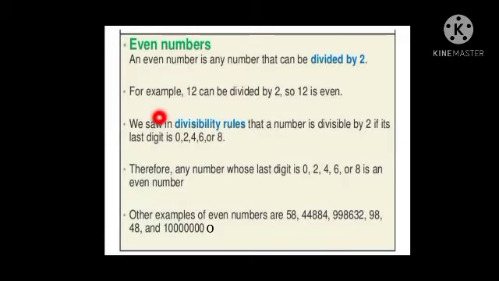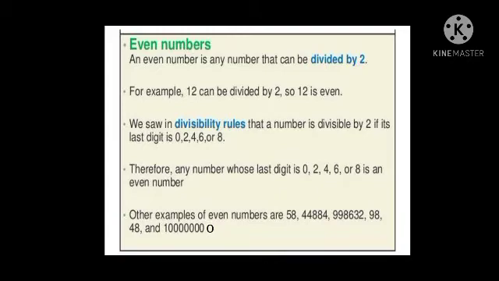And then even numbers. An even number is any number that can be divided by 2. Odd numbers cannot be divided by 2, and even numbers can be divided by 2. For example, 12. The number 12 can be divided by 2. So the number 12 is called an even number. We saw in divisibility rules that a number is divisible by 2 if its last digit is 0, 2, 4, 6 or 8. Therefore, any number whose last digit is 0, 2, 4, 6 or 8 is an even number.